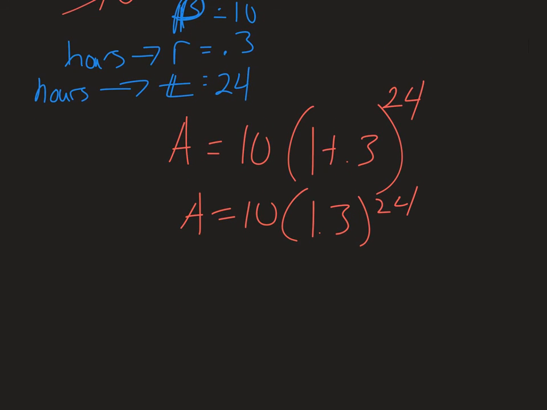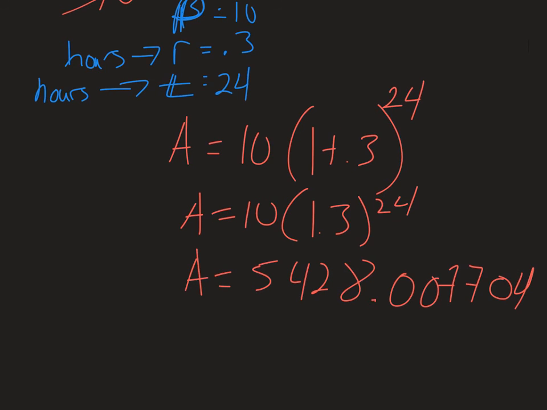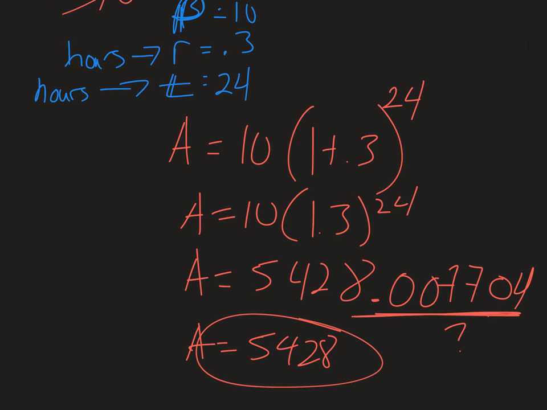we will get A is going to equal 5,428.007704 bacterium. So the idea being we probably don't have a fractional bacteria, so we can just say it's 5,428. Now that's one example that doesn't pertain to money where we can use compound interest.